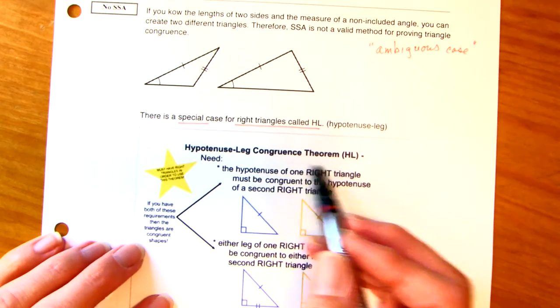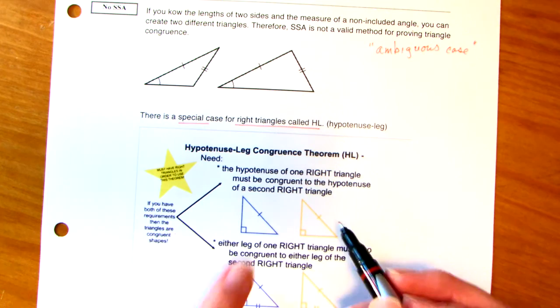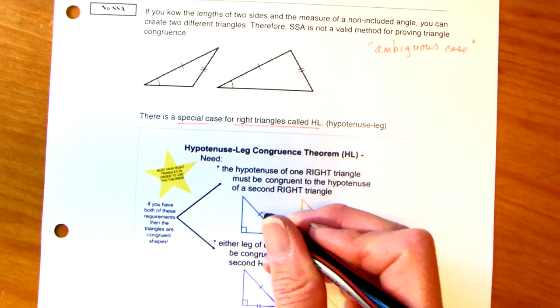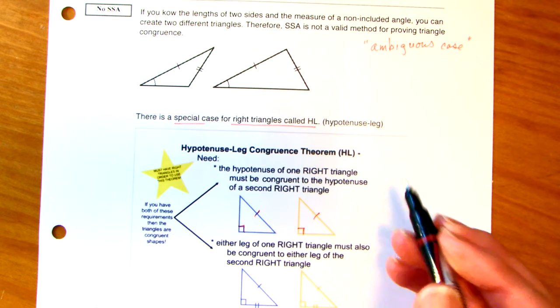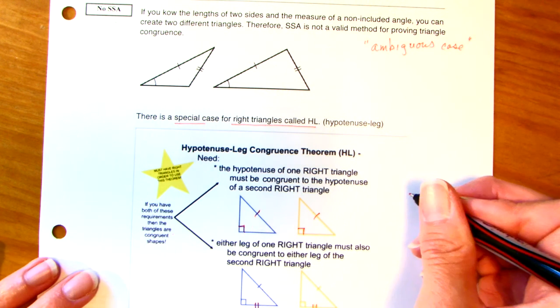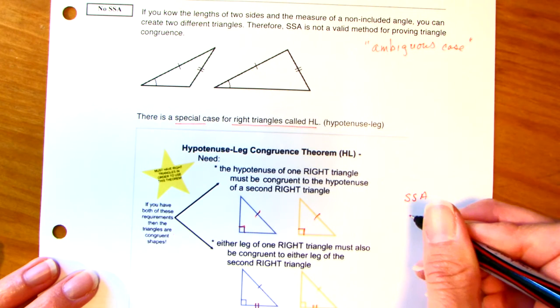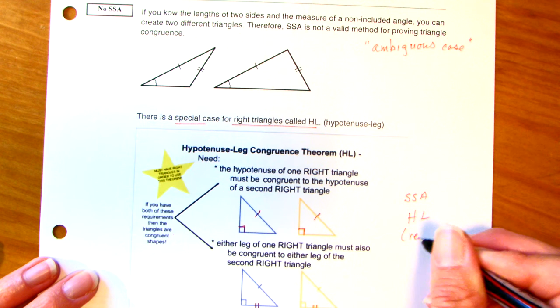Okay, hypotenuse leg, that's HL. The hypotenuse of one right triangle, so it'd be here, is congruent to the hypotenuse of the other right triangle. Okay, and they're both right triangles. Then you have one additional leg. So if you'll notice, you'll have angle, side, side. And it's the only time you can have that angle, side, side, or we should say side, side angle, if it's hypotenuse leg, and you must, this is a requirement, have a right angle.